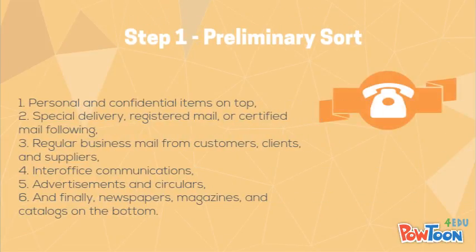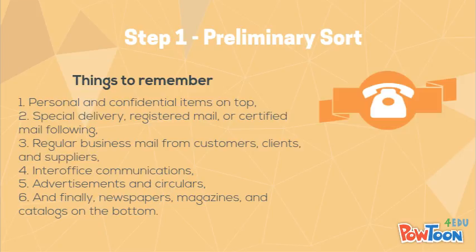The first step to this process is the preliminary sort of mail. During this stage of the process, we are tasked with sorting the mail according to the addressee. Tools that might make this easier are alphabetical sorters, cubbies, or things that are labeled, allowing you to sort items easier.